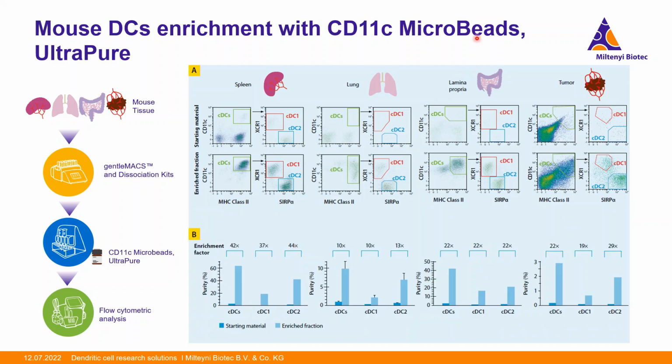And the bottom panel beautifully shows 10 to 42-fold enrichment of dendritic cells in the tissues tested.